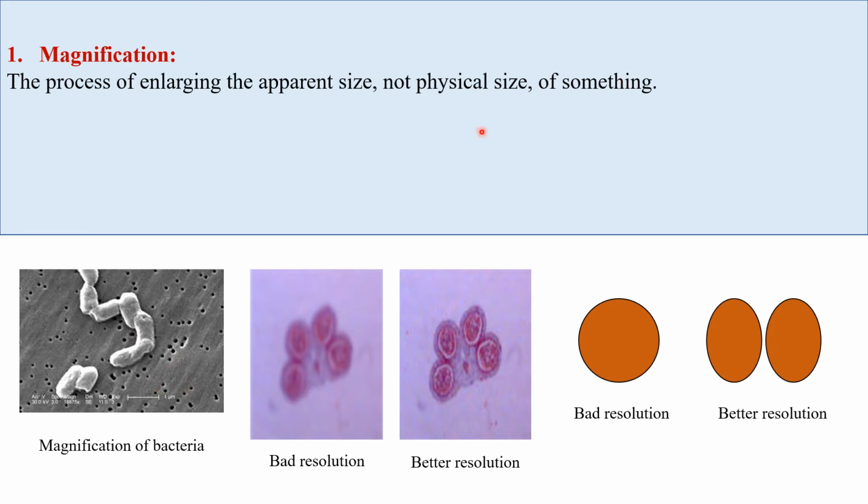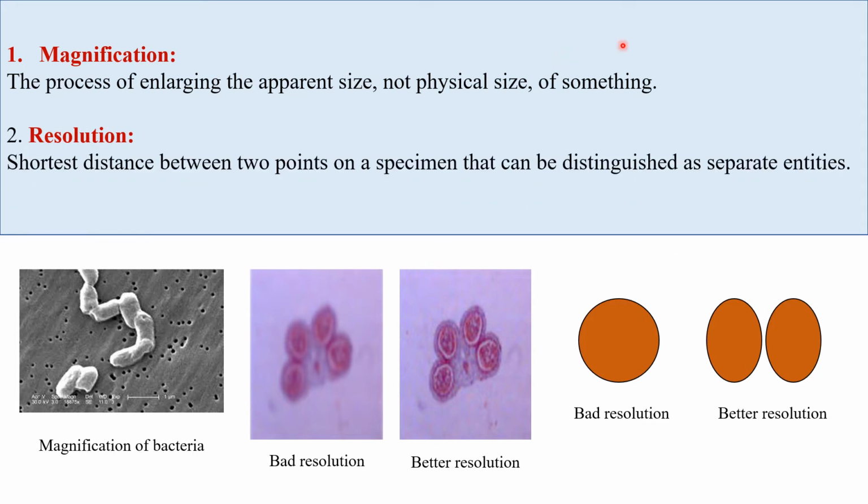Number two is resolution. Resolution is nothing but a clarity. Scientifically, it is shortest distance between 2 points on a specimen that can be distinguished as separate entities. Now, if you look at this picture, you can see it is very clear, whereas this is blurred.